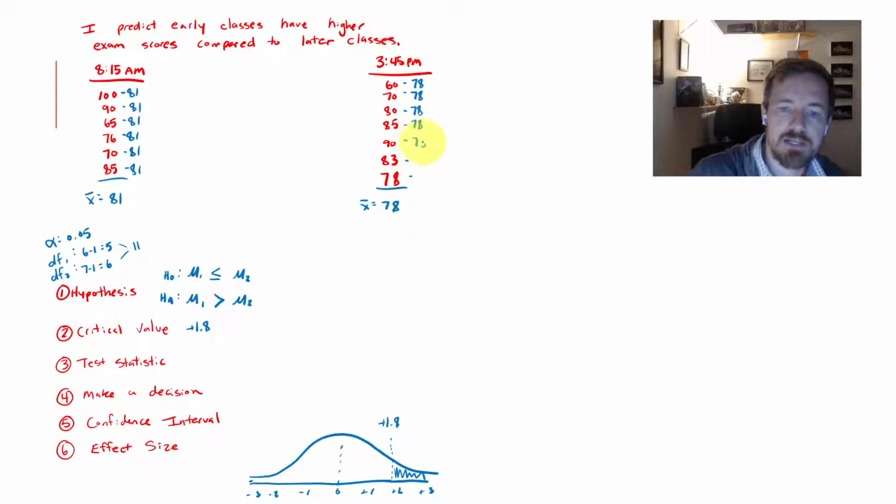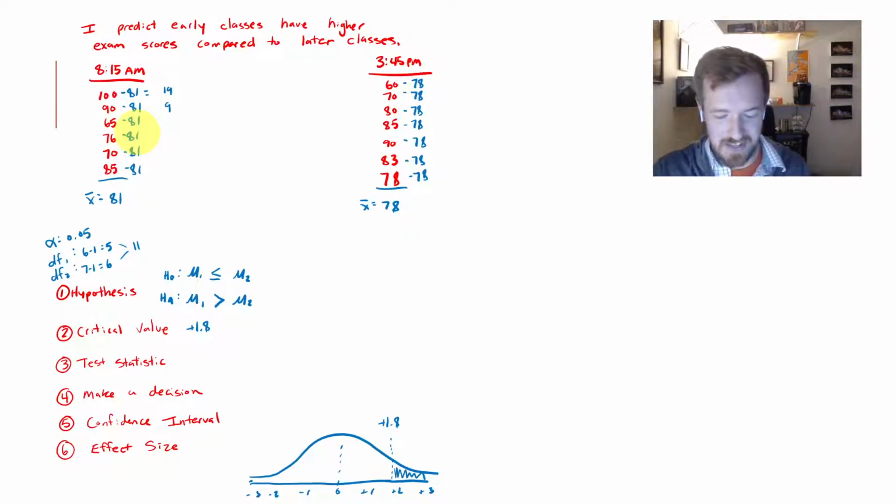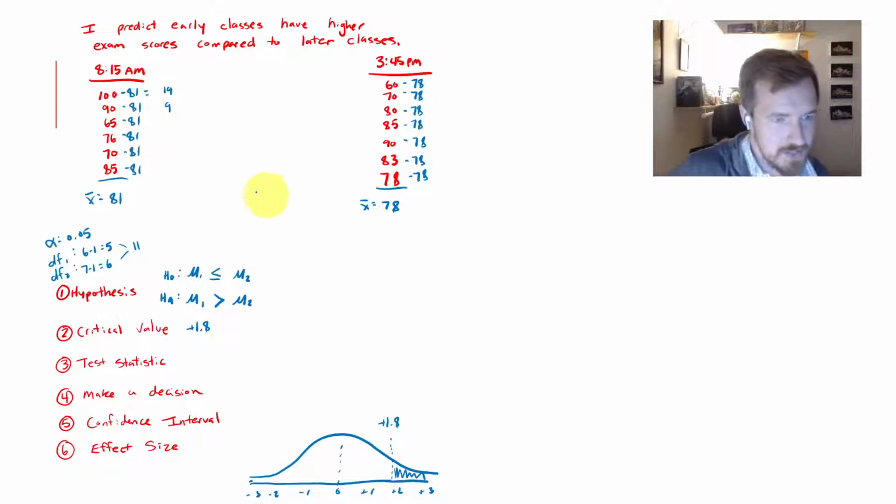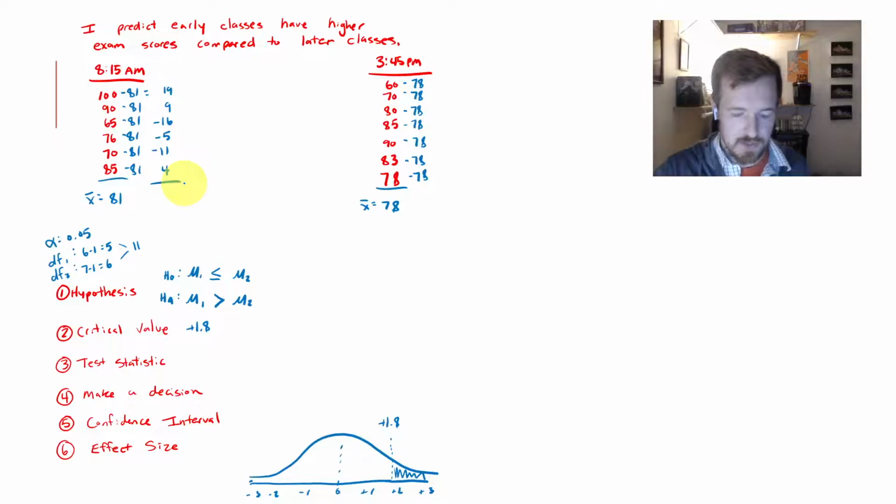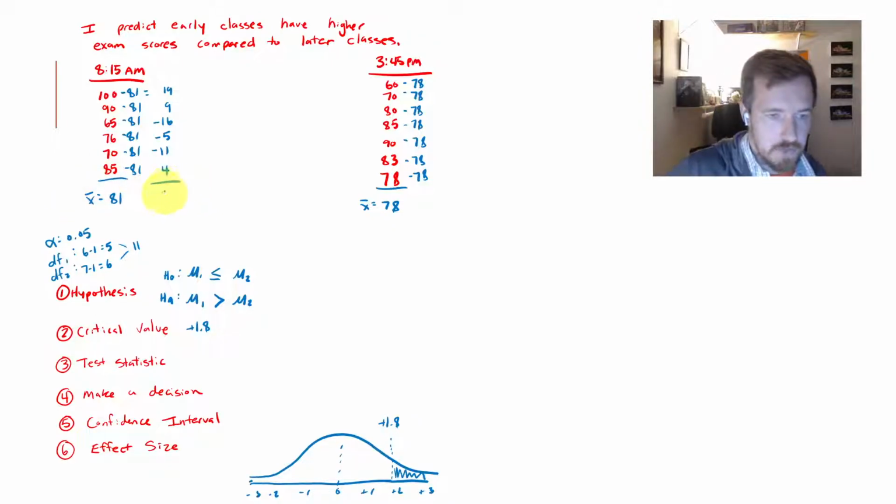So I'm putting all these 78s here because I'm going to subtract those from my residuals. All right, so this is going to be 19. This is going to be 9. I don't trust myself to do negatives off the top of my head. So that's going to be negative 16. 76 subtracted by 81 is going to be negative 5. 70 subtracted by 81 is going to be negative 11. And then positive 4. And y'all know me, I'm going to add these together to make sure that I get 0. And I do. So I know I'm on the right track for this.